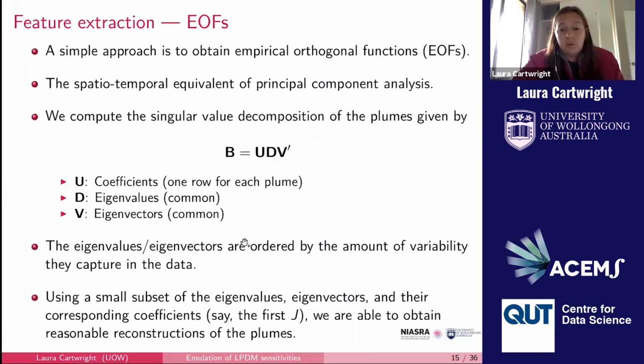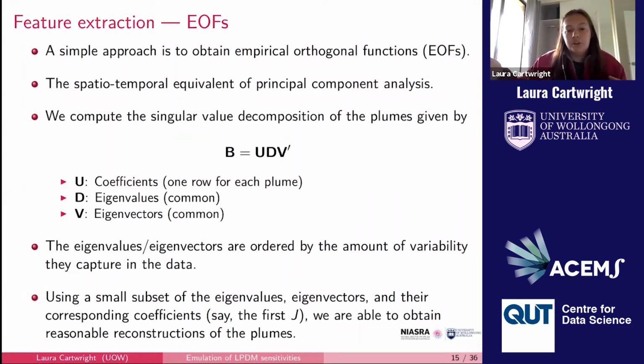The way that these are ordered is such that the first ones capture the most variability in the plumes. So the first eigenvalue and eigenvector might capture 60% of the variability. It probably doesn't, that's a massive overestimate. And then the second one will capture something less than 60%, and the third one will capture something less than that, et cetera. So as you go along, you're capturing less and less variability.